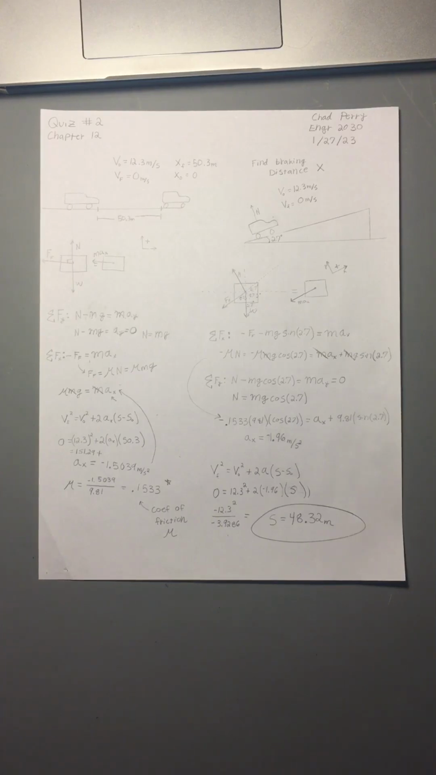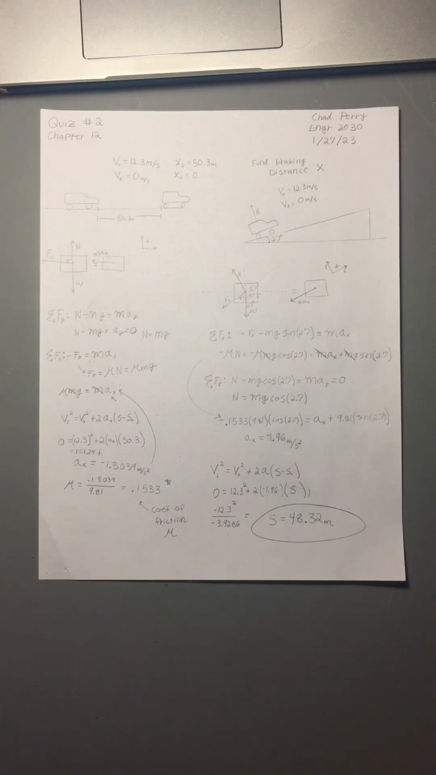Okay, so this is my work for quiz number 2. In this problem we have a car that's stopping on a road, and we're told the distance the car can stop on a flat surface, and that's a distance of 50.3 meters. We're also told the initial velocity, and thinking about this we can know that the final velocity will be 0, and the initial position we can set to 0 as our starting point.